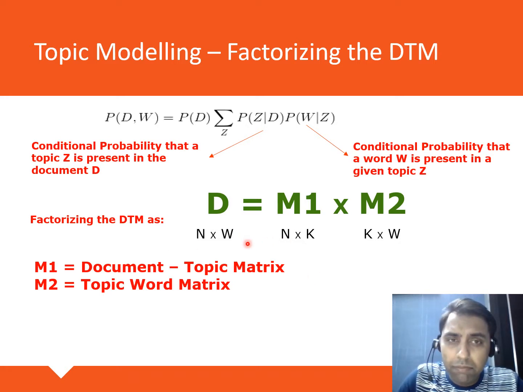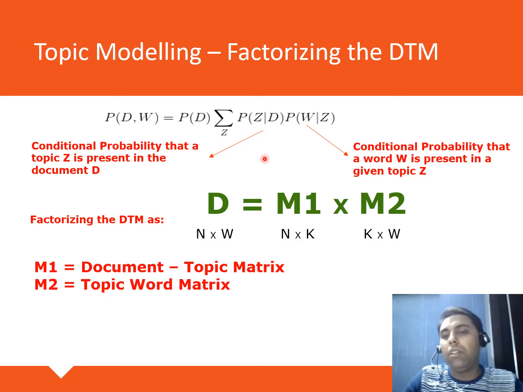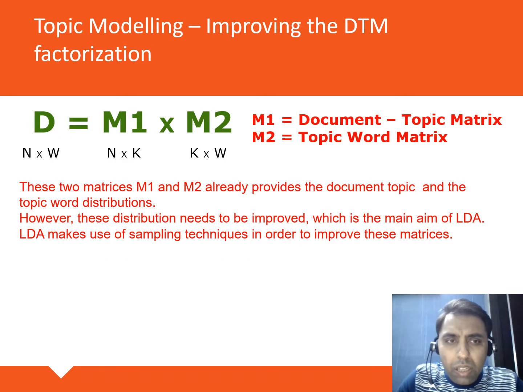This is a major step forward, because if we are able to do this matrix factorization, as we will see later on, we can actually estimate these conditional probabilities, which are very important components as far as topic modeling is concerned, because these conditional probabilities will eventually lead us to what we aim to achieve from topic modeling. Now, these matrices M1 and M2 give us the distributions of the topic given document as well as the word given topic.